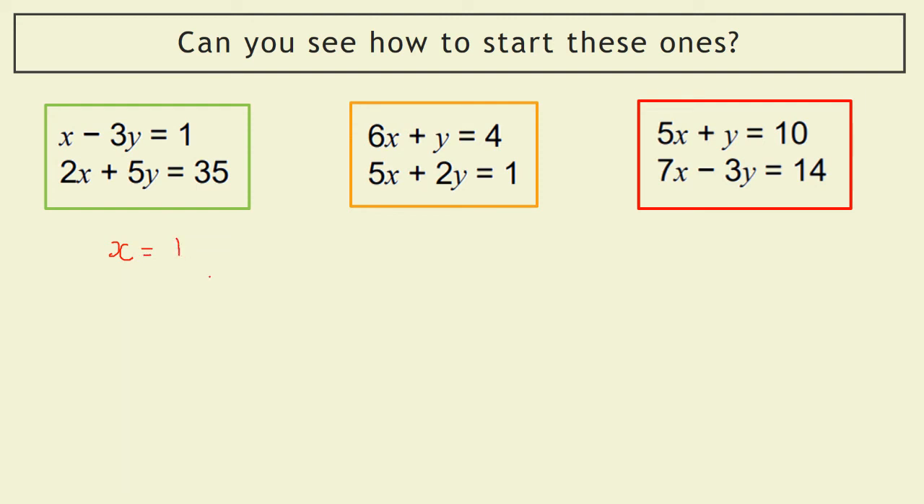x equals, you've already got the 1 there. You're getting rid of that 3y. What's it going to be on the other side, Keely? Yeah, that's it. That's how you'd rearrange for that first one. This one, what would go there? 4 minus 6x. Yeah? And this one?